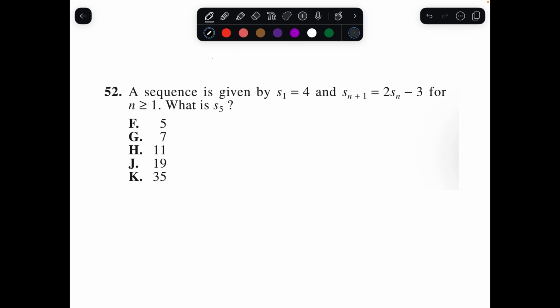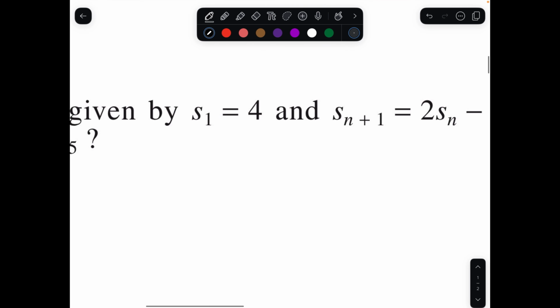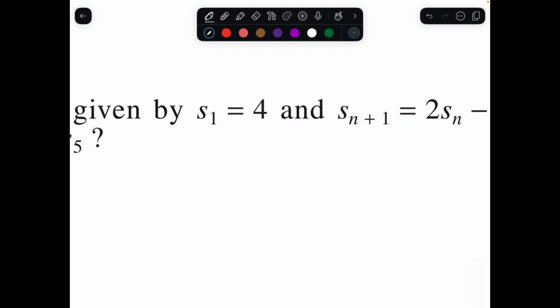Question 52 says, a sequence is given by s of 1 equals 4 and S n plus 1 equals 2 S n minus 3 for n greater than or equal to 1. The question asks, what is the value of s of 5? So for this question, we're given a formula, S n plus 1 equals 2 S n minus 3, and we're given the first term, S1 equals 4.